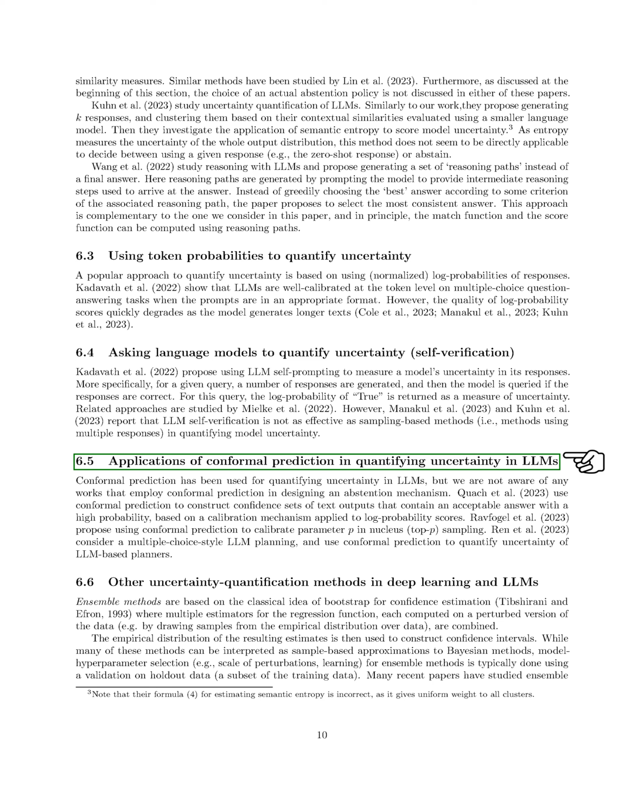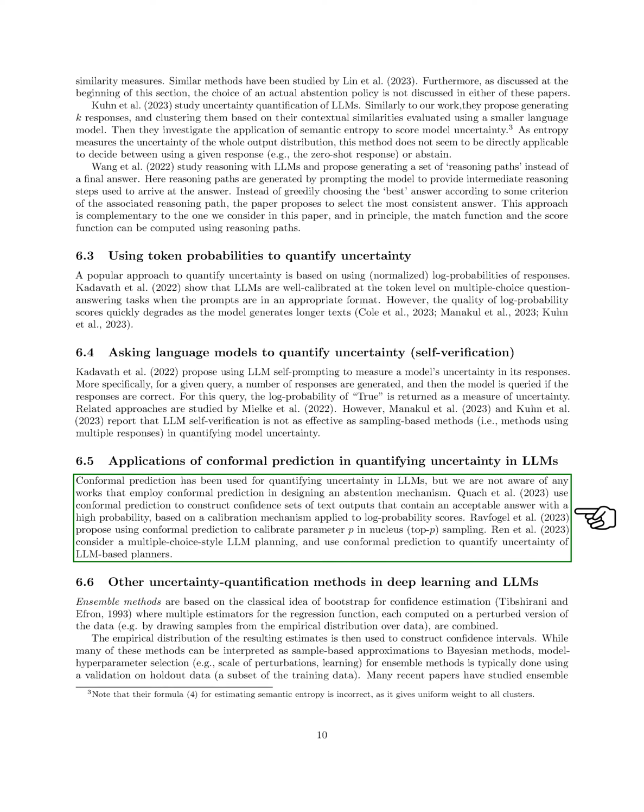Section: Applications of conformal prediction in quantifying uncertainty in LLMs. In this section, we have explored various applications of conformal prediction in quantifying uncertainty in language models, LLMs. We have seen how conformal prediction can be used to create confidence sets of text outputs that contain acceptable answers with high probability. Additionally, we have discussed using conformal prediction to calibrate parameters in nucleus sampling and to quantify uncertainty in LLM-based planners for multiple-choice style tasks.